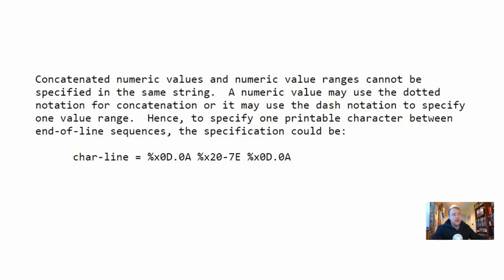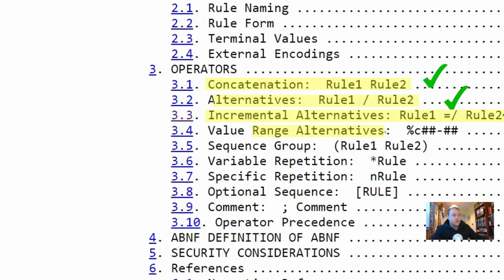So I think the point there is that you can't put %x once, you have to put %x every time you shift between the dot and the dash, because they say concatenated numeric values and numeric ranges cannot be specified in the same string. So that's range alternatives.